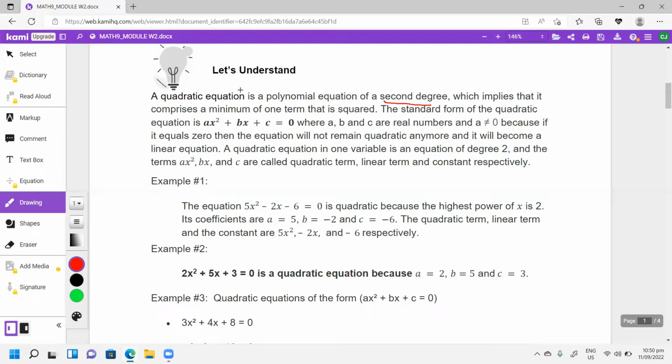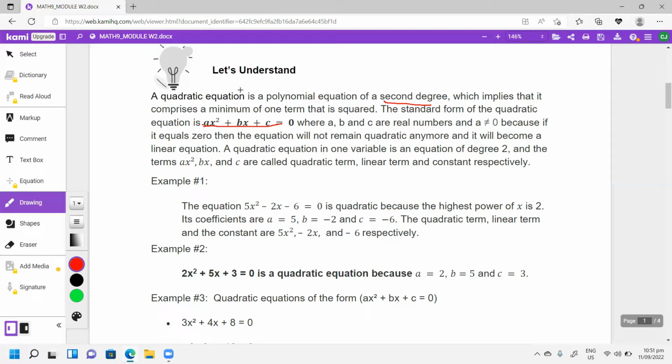We also have the standard form of the quadratic equation, which is ax squared plus bx plus c, where a, b, and c are real numbers. Also take note that a must not equal 0, because if a becomes 0, the equation will not remain quadratic anymore; it will become a linear equation. Please take note of that. So this is our standard form of the quadratic equation.